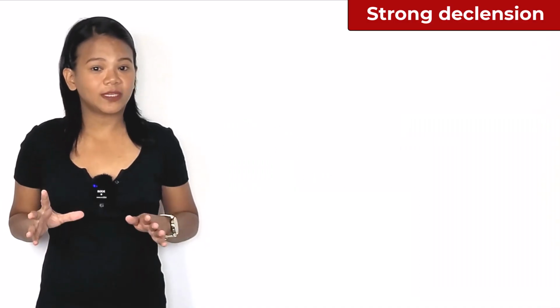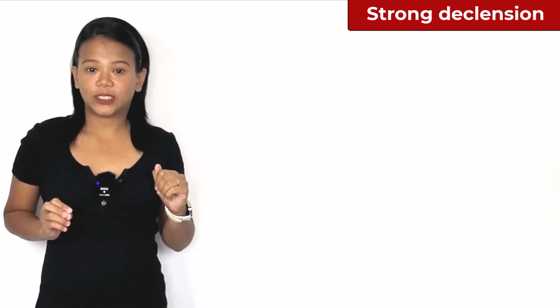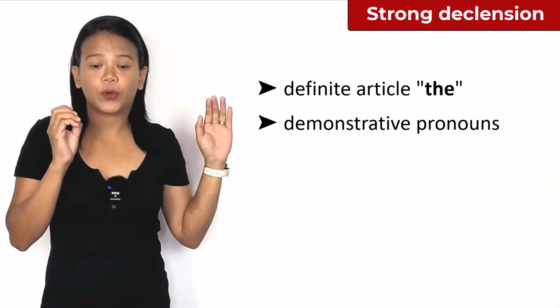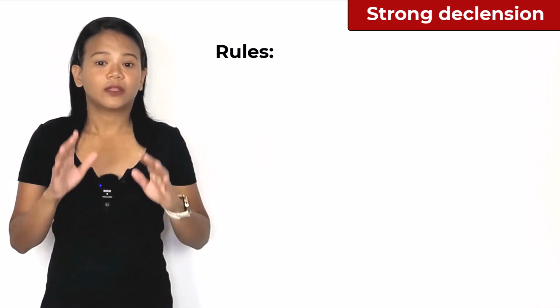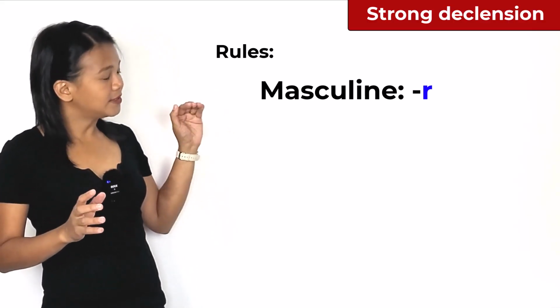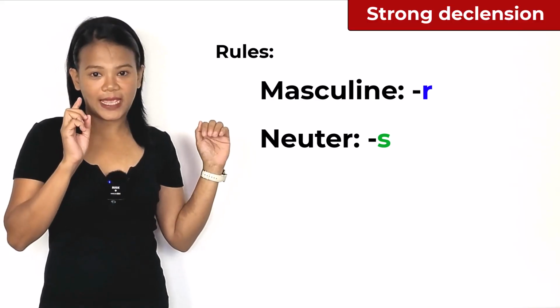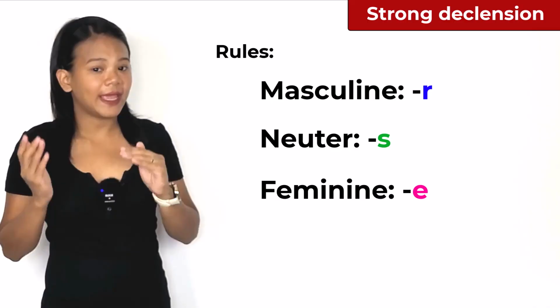First, we will talk about the strong declension. The strong declension applies to the article the and the demonstrative pronouns this and that. The rules are: masculine ends with R, neuter ends with S, and feminine ends with E.